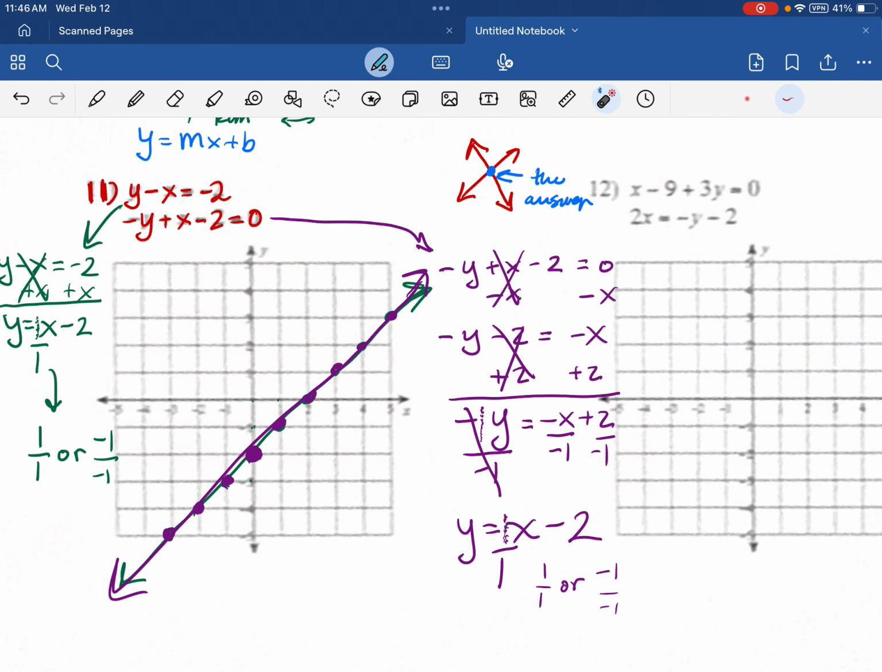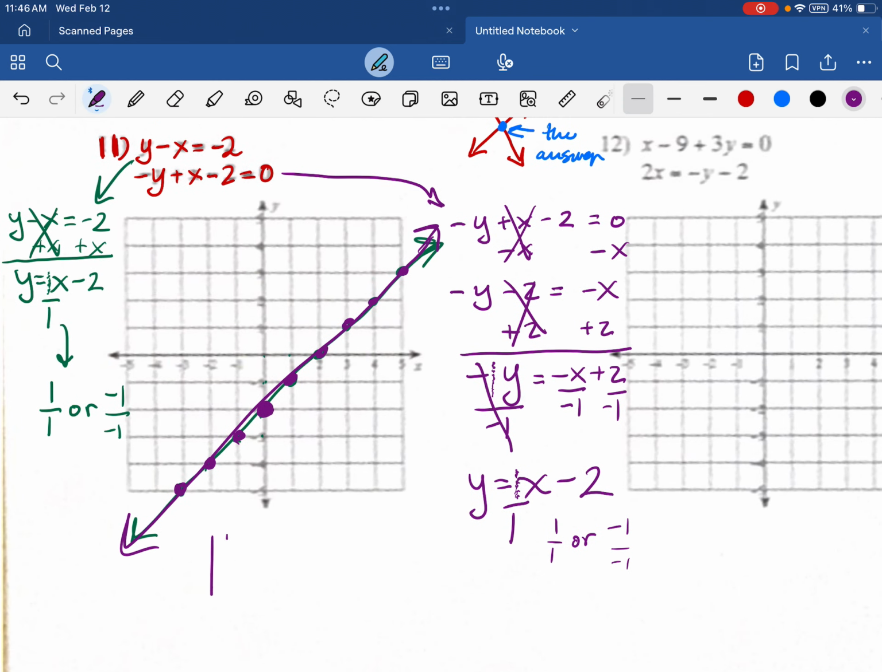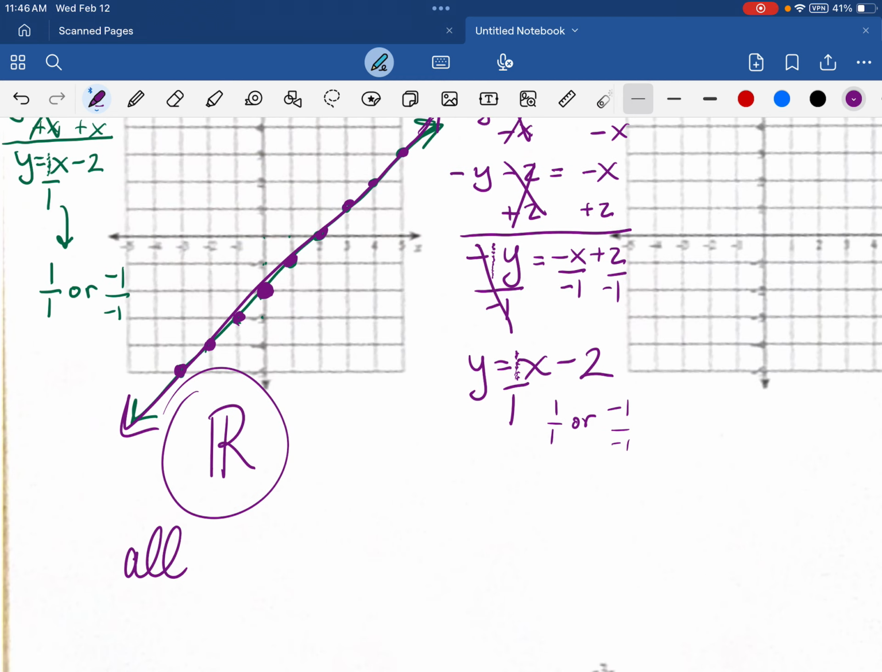So, we'll say that the solution to this problem is all real numbers, which you write as a capital R with a line through it. You can also spell out all real numbers, and I'm fine with either.